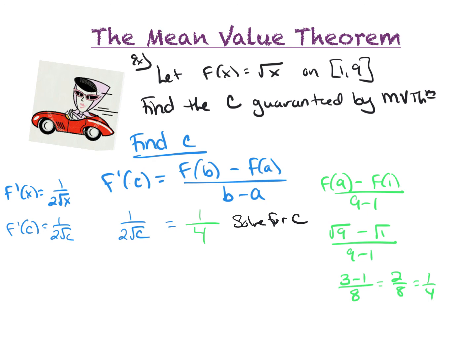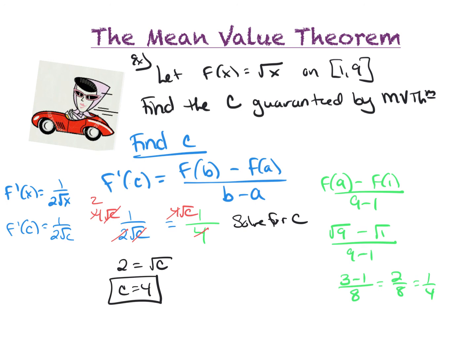Okay, let's clear fractions. I'm going to multiply both sides of this by 4 times the square root of c. That's our common denominator. So the root c's will cancel here, and 2 goes into 4 twice. On the other side, the 4's cancel, but not the c's. So what I'm left with is 2 is equal to the square root of c. Squaring both sides, I get c equals 4.